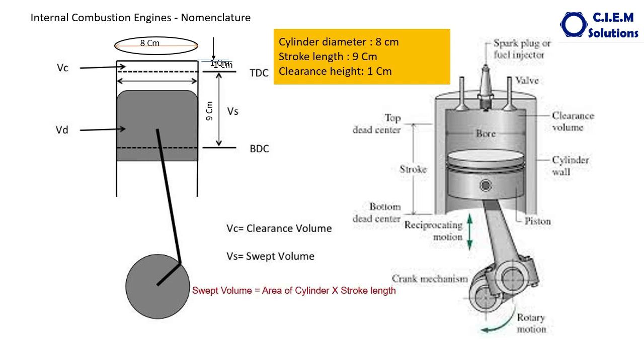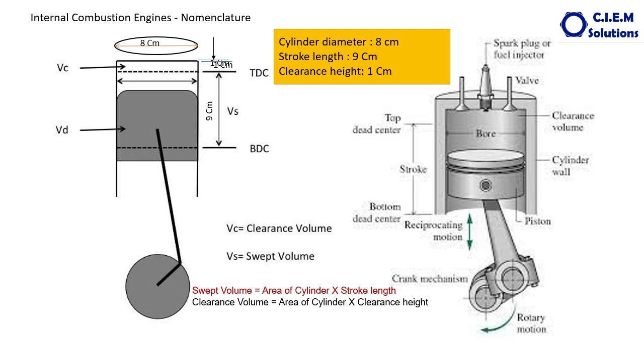How the swept volume comes? Swept volume is equal to area of the cylinder multiplied by stroke length. To find out the area of the cylinder, we have the cylinder diameter as 8, stroke length we have given 9 centimeters. Okay. So we will see in the next page how it is calculated.